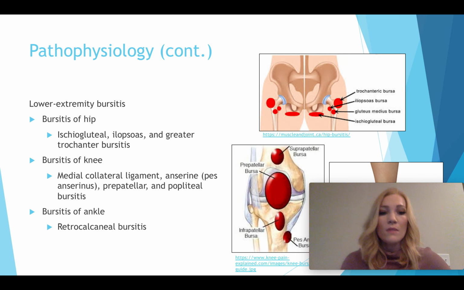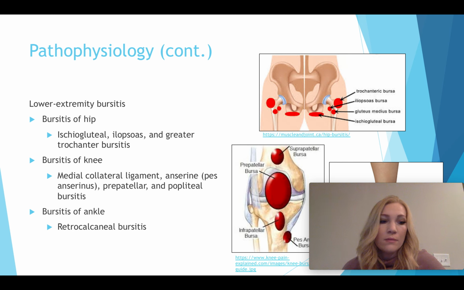Greater trochanteric bursitis is common in overweight and middle-aged women and is associated with acute trauma, overuse, and mechanical factors. For bursitis of the knee, we have medial collateral ligament bursitis, which most commonly occurs with a twisting injury or external tibial rotation. Pes bursitis is not usually associated with overuse, but may occur in patients with medial compartmental osteoarthritis. Clinically, these patients complain of pain over the inside of the knee.